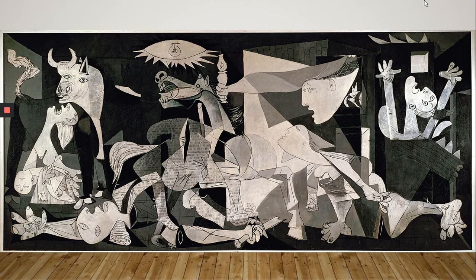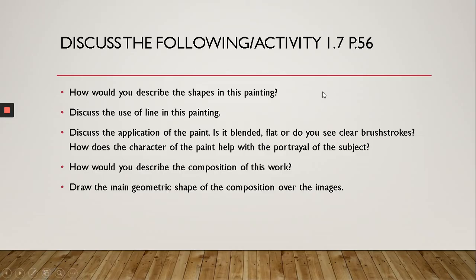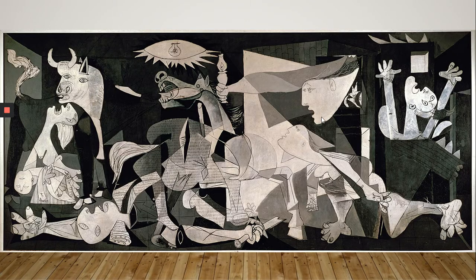How would you describe the shapes in this painting? Discuss the use of line in this painting. Discuss the application of paint. Is it blended, flat, or do you see clear brushstrokes? How does the character of the paint help with the portrayal of the subject? How would you describe the composition of the work and draw the main geometric shapes of the composition over the image? Okay, sorry guys, jumping around. So there are the questions. You can pause the video now and answer those questions based on Guernica, this image here.